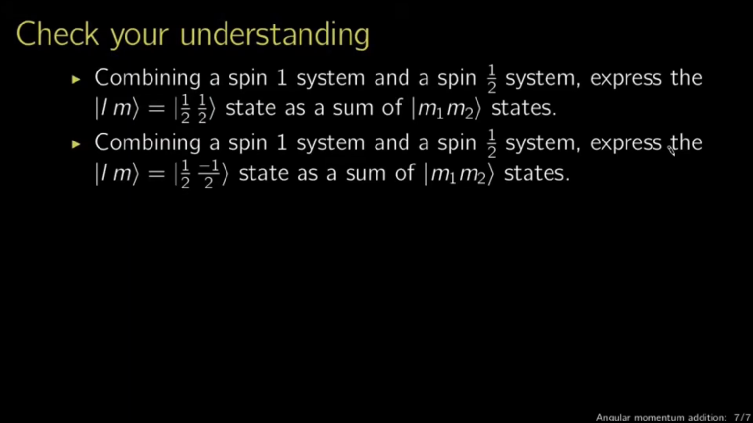To check your understanding of all of this, here are some calculations that you can do. These just involve looking up numbers in the table of Clebsch-Gordan coefficients. Now, if you're combining a spin 1 system and a spin 1/2 system, you're going to be looking at that 1 times a half entries in the Clebsch-Gordan coefficient table. It might actually write it as 1/2 times 1, I'm not sure. But you're going to be looking at that subtable.